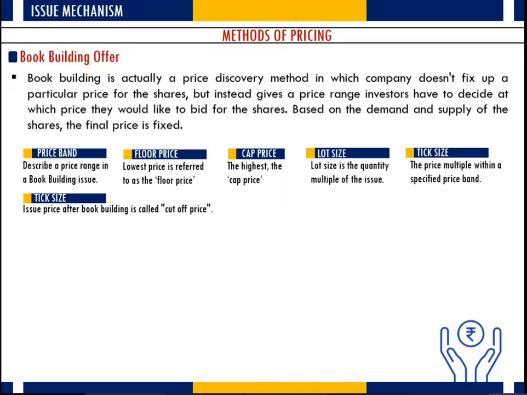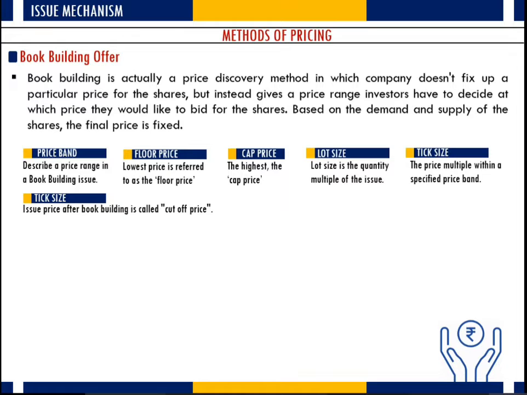So usually the public will bid at the higher end of the price band because the chances of getting an allotment are much better. And in case the demand is very high, then definitely you should bid for the higher end of the price band. So the lower end of the price band is called the floor price, and the higher end of the price band is called the cap price.